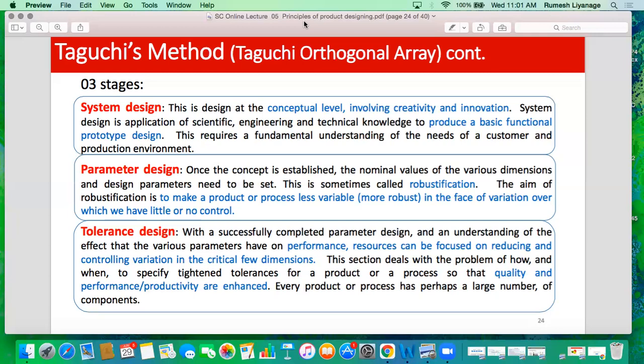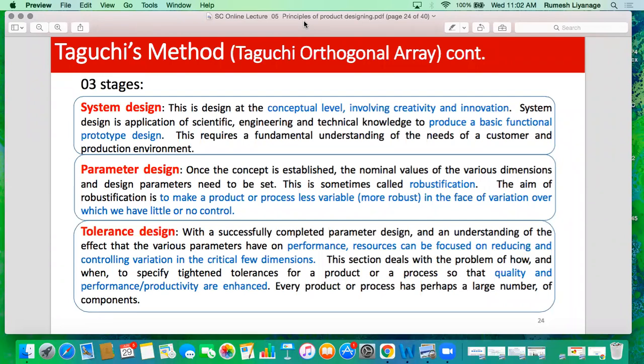And finally, the tolerance design will successfully complete the parameter design and the understanding of the effect that the various parameters have on performance. Resources can be focused on reducing and controlling variation in the critical few dimensions. These sections deal with the problem of how and when to specify tolerance for a product or a process so that quality, performance and productivity are enhanced.